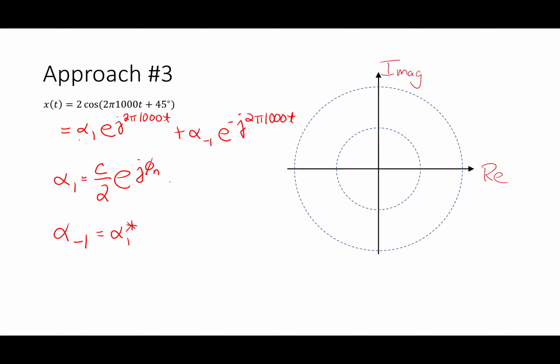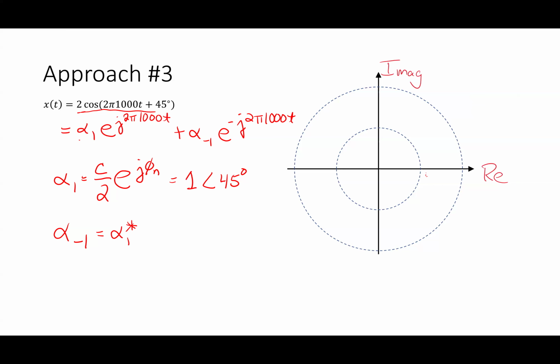Okay, so let's think about this. What should this be? What is c over 2? So what's the amplitude of 2 cosine 2 pi 1000 t plus 45? 2. But c over 2 is then what? 1. What's the angle of this thing? 45 degrees. So to keep it simple, let's just write it that way in polar notation: 1 angle 45 degrees. Where do I sketch that?